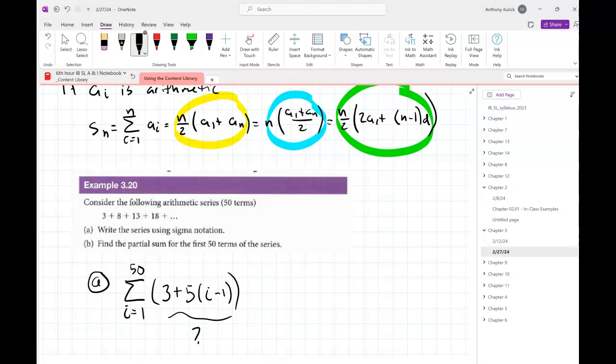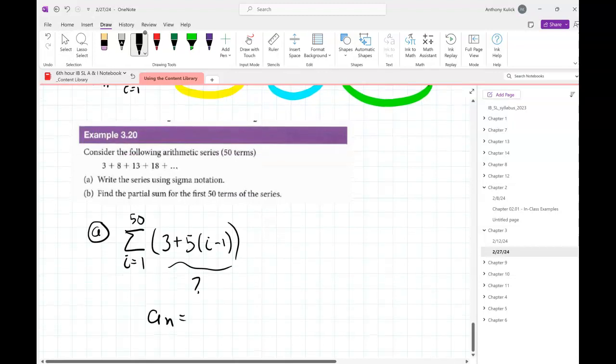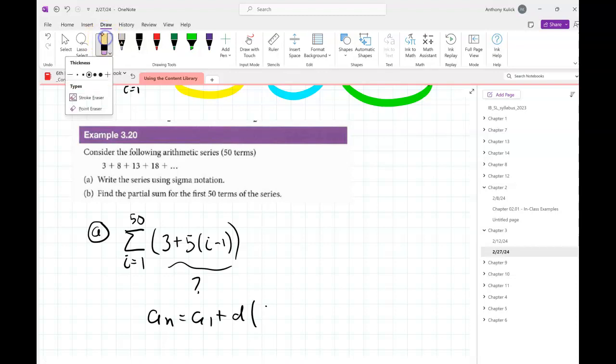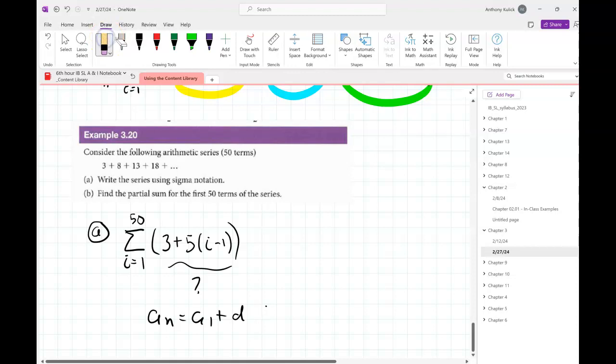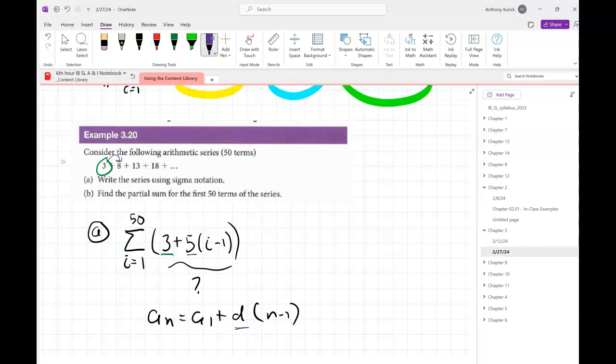Where is Mr. Kulik getting this? This is just the formula for an arithmetic sequence, right? That is our formula. How did I figure out what A1 was? Well, it's literally there, right? I figure out what D was. I just looked at the numbers, right? That's it for part A.